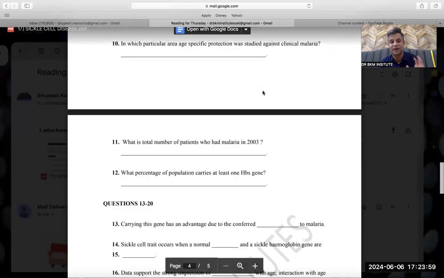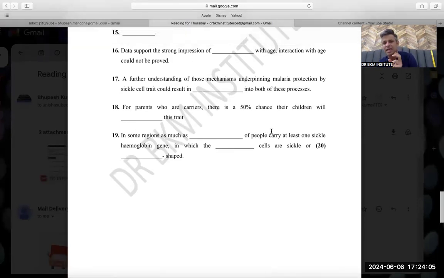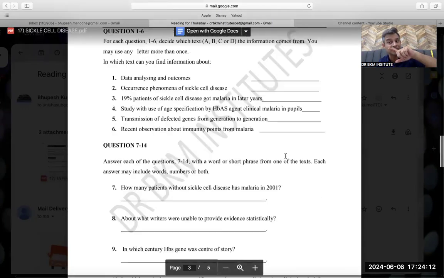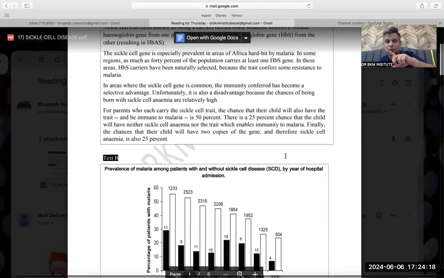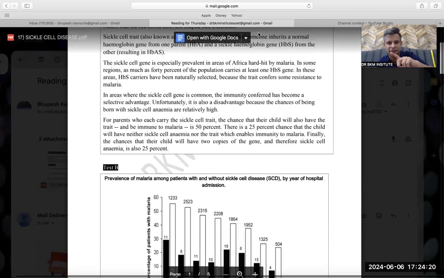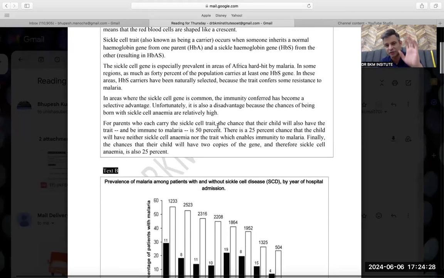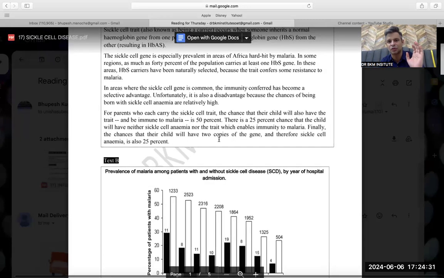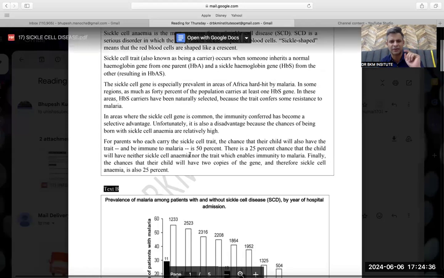Again, let me exemplify more. Question number 19: in some regions, as much as dash of people carry at least one sickle hemoglobin gene. We were reading maybe in the first paragraph that 50% of the population carries at least one sickle cell gene. So most probably the chance of their child is 50%, whatever is given. I'm not going into the depth, I'm telling you the method. If I have to do question number 20, most probably it is over here: at least one gene, so the child will have at least one gene.